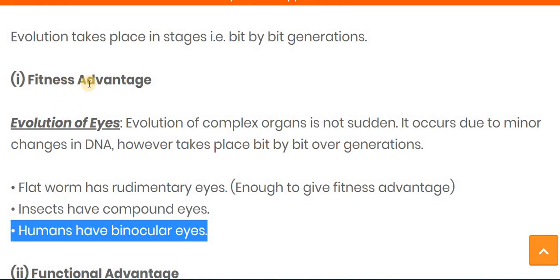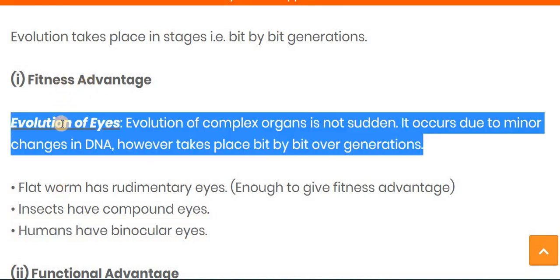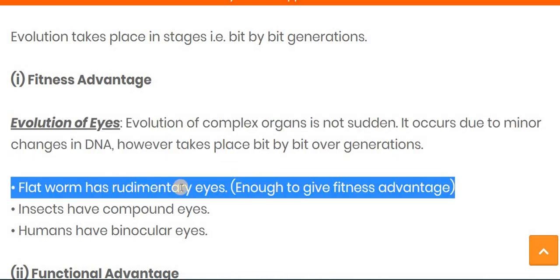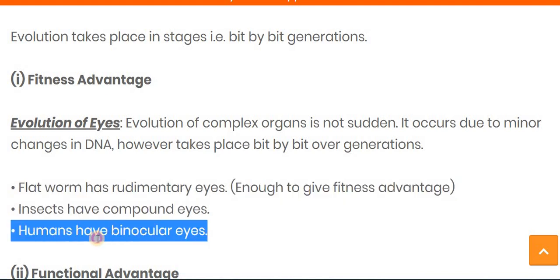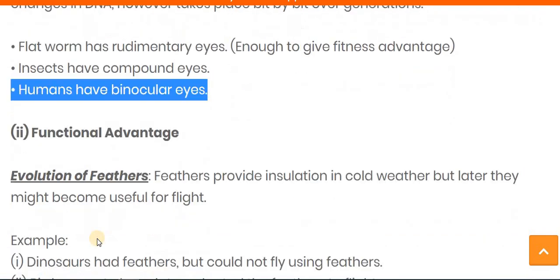So this is called the fitness advantage. In that we have to write down the evolution of eyes. Evolution of a complex organ is not sudden. It occurs due to minor changes in DNA, and it takes place bit by bit over generations. The flatworm has rudimentary eyes, whereas insects have compound eyes and humans have binocular eyes.